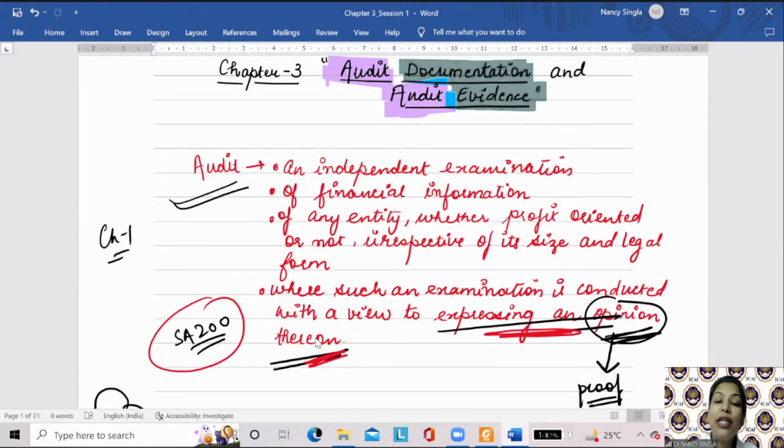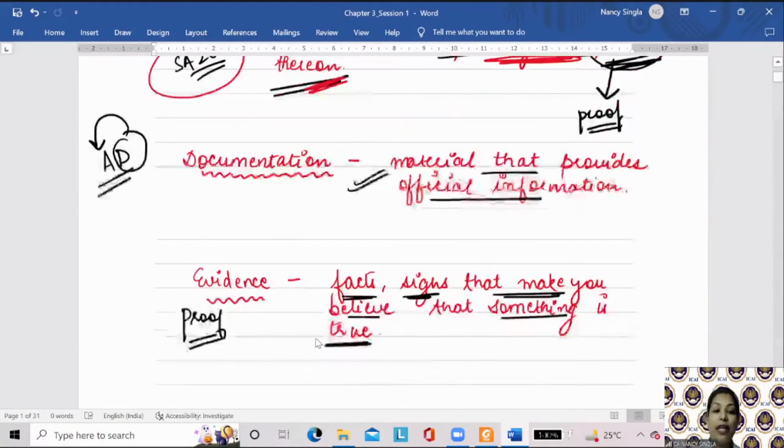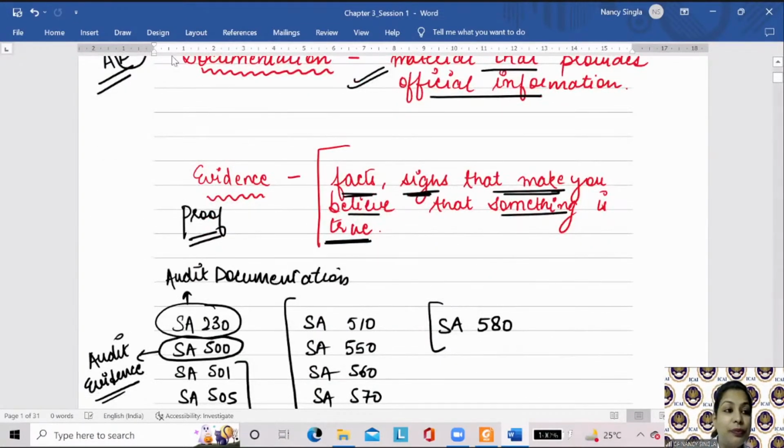Now, when the auditor is giving an expert opinion on the financial statements, he is saying whether the financial statements reflect a true and fair view or not. He is giving an expert opinion, so he will not just give it like that. That must be based on certain proof, that must be based on certain evidence. So what is the dictionary meaning of the term evidence? Facts.